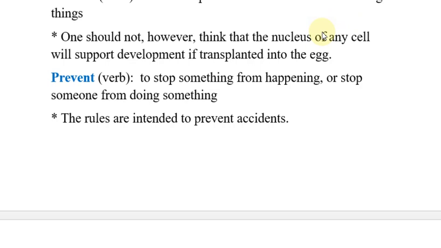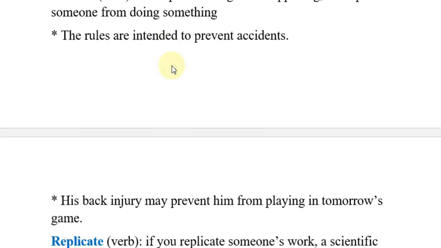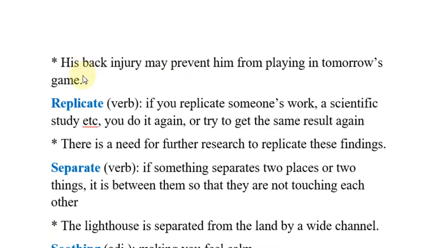Prevent. Prevent, to stop something from happening or stop someone from doing something. The rules are intended to prevent accidents. His back injury may prevent him from playing in tomorrow's game.